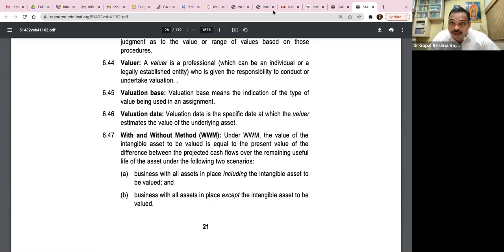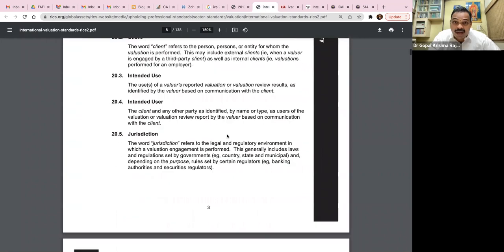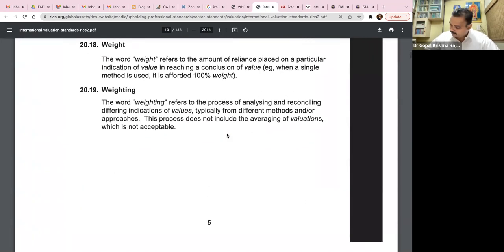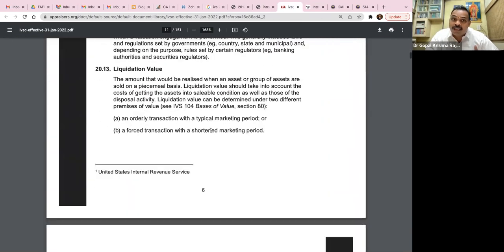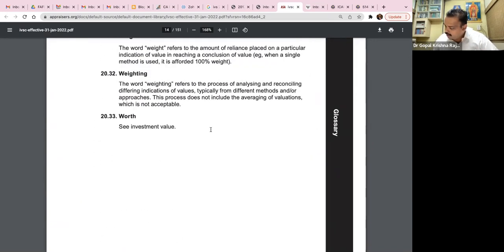But look at your 2020 glossary. In 2020, there are only 19 definitions. Only 19. So your IVS 2020 has how many definitions? 19. But look at the maturity of IVS 2022. This is IVS 2022. Now they have defined 33 definitions. So IVS 2022, it is 33. Wow. Even then, they are not close to the ICAI valuation standards 101 definitions, because they have brought out 47.